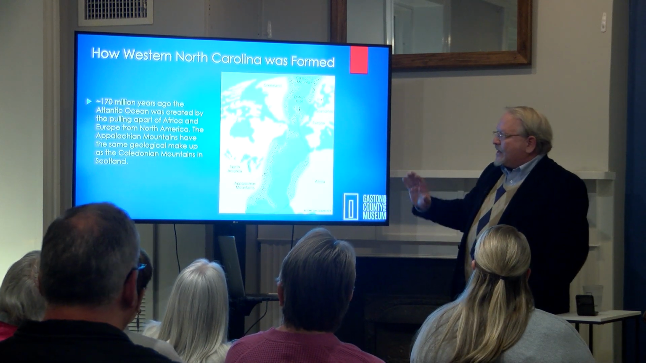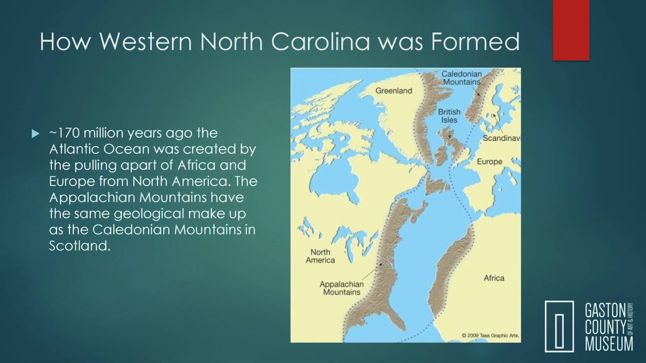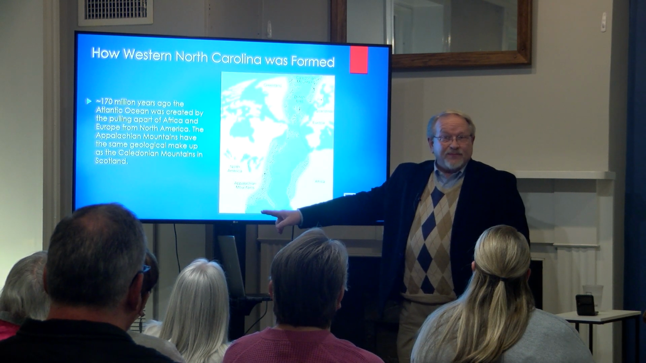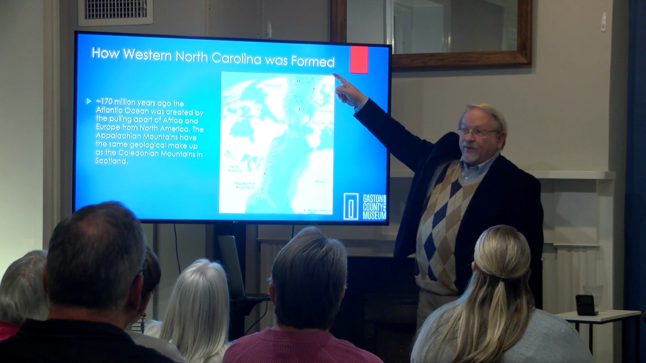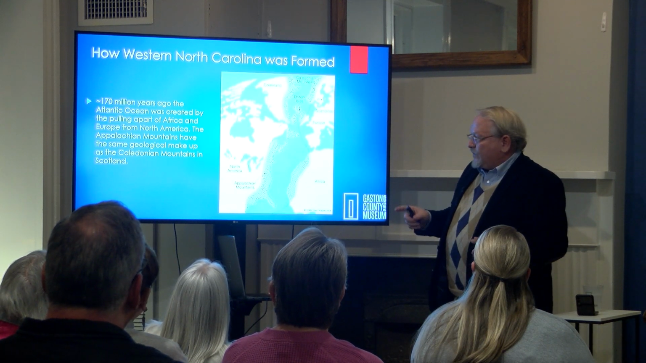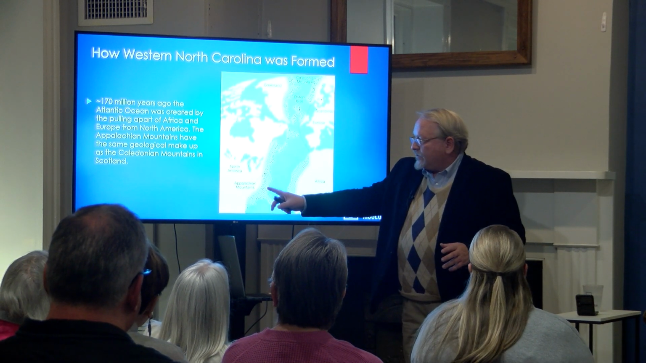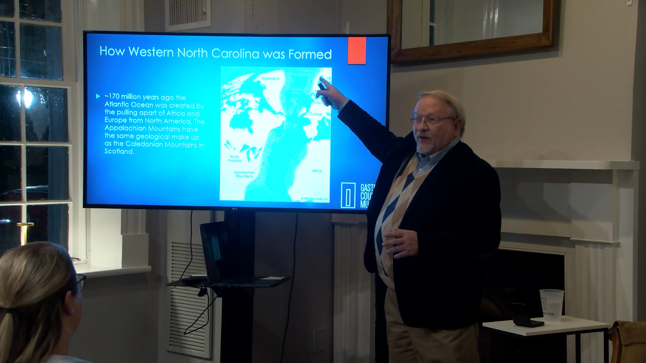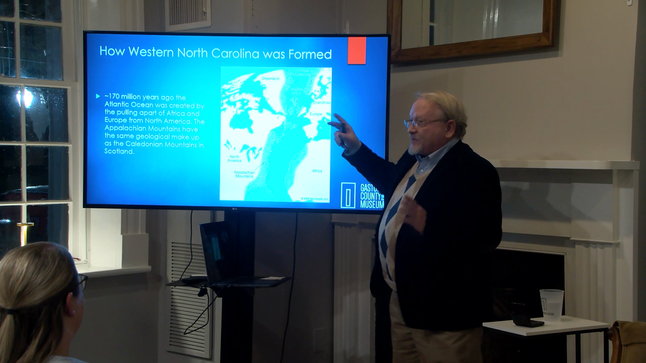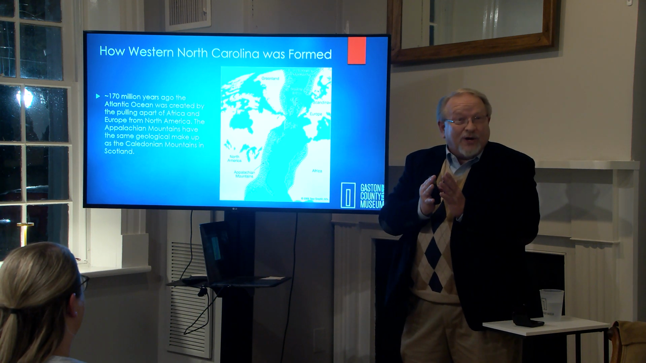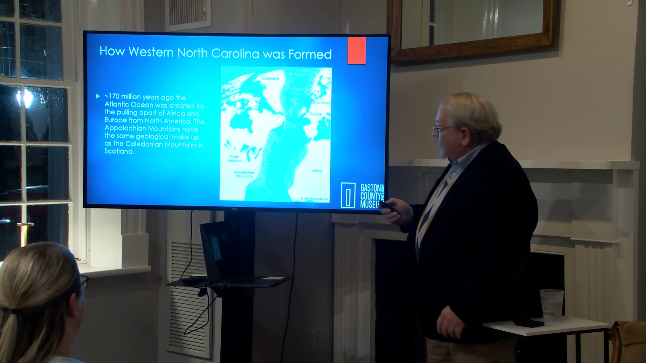Here's a good schematic from before the continents completely separated, when the Atlantic Ocean was a lot smaller. You can see this is essentially one large mountain range going from Texas or Mexico all the way up to Scandinavia. If you were to look at the geological makeup of the Appalachian Mountains, they look exactly like the Caledonian Mountains. That is some of the geological proof that they were all crushed together at one time.